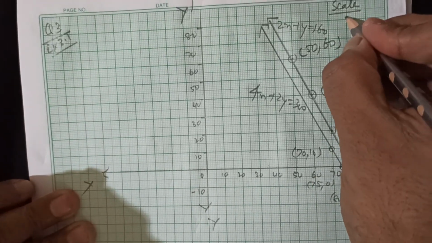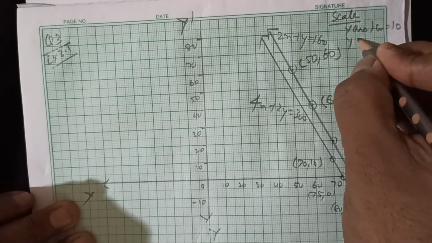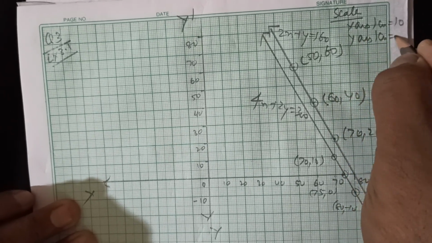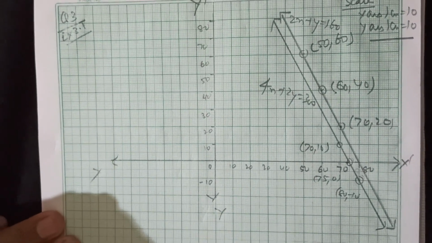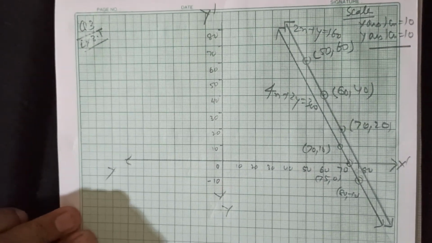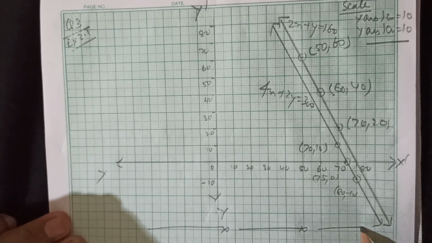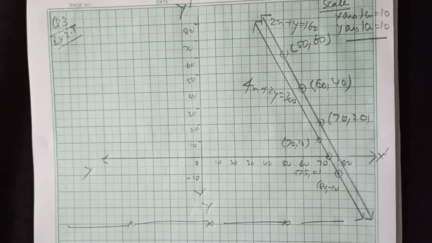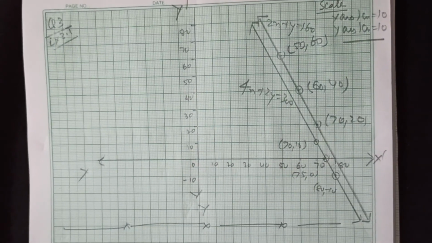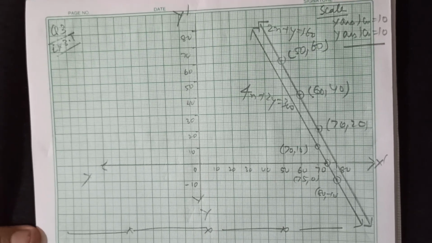Then we write the scale over here. X-axis 1 centimeter is equal to 10 units, y-axis 1 centimeter is equal to 10 units. So this is the way, students, you have to draw the graph of all these equations. So let us continue in the next lecture, and in that we will tell you how, without actually plotting, you can find out what type of graphs we are going to get in the answer.